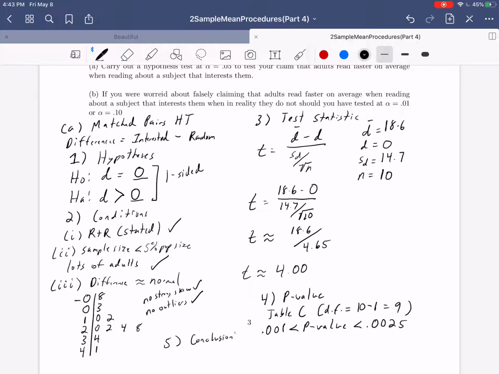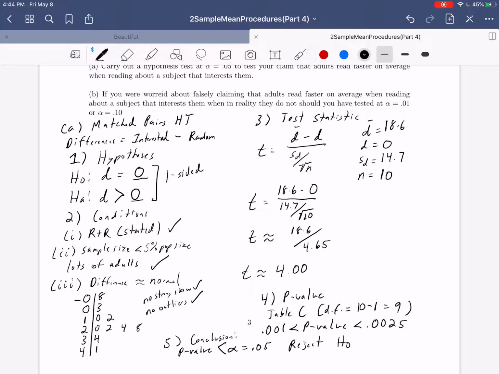Our conclusion, well, if we take this p-value and we compare it against the alpha that was given, 0.05, how does this p-value compare against alpha 0.05? Well, this p-value is coming in less than 0.0025, so it is certainly less than 0.05. That means we will be rejecting H0 in this case. Now, generally, I find that rejecting H0 is the easier conclusion. That means we're throwing out this and going with that the difference is greater than 0. If the difference is greater than 0, that means that the interested is higher than the random.